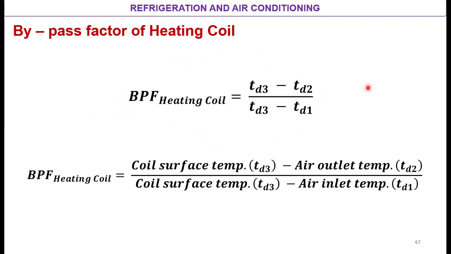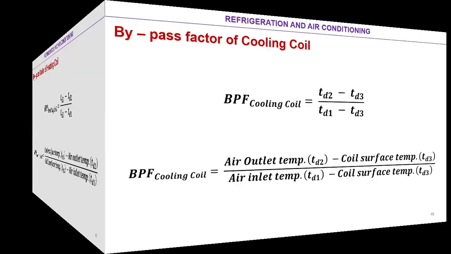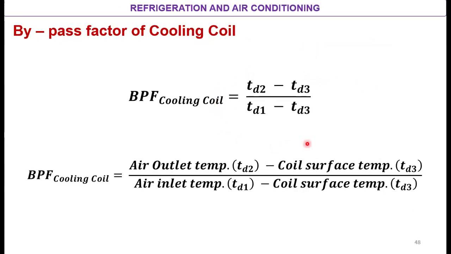Similarly, I can also write down the bypass factor of the cooling coil. So the bypass factor of the cooling coil can be written as TD2 minus TD3 divided by TD1 minus TD3. So TD2 is nothing but the air outlet temperature, TD3 is nothing but the coil surface temperature, and TD1 is nothing but the air inlet temperature.